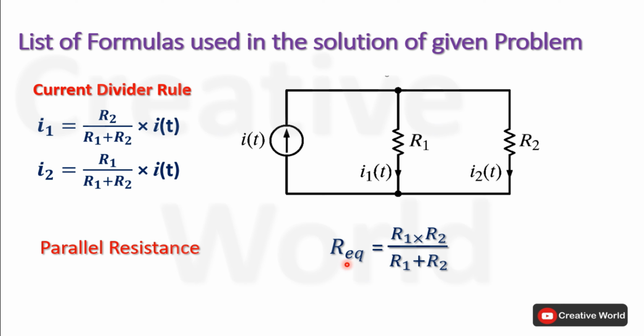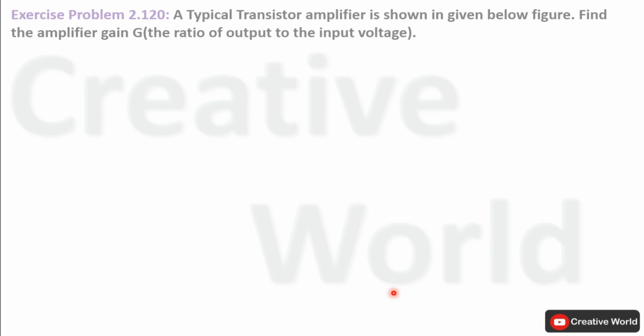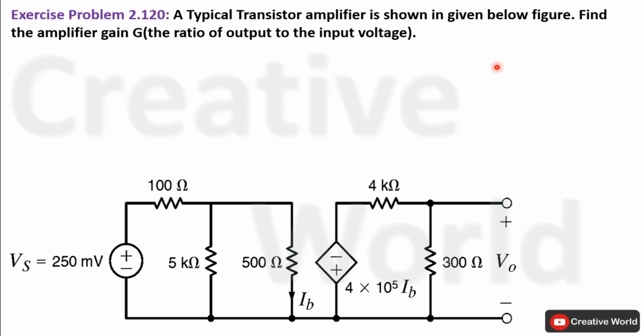R equivalent of two parallel connected resistances is calculated by taking the product of both resistances divided by their sum. Now move towards the problem. Exercise problem number 2.120. A typical transistor amplifier is shown in the given figure. Find the amplifier gain G.